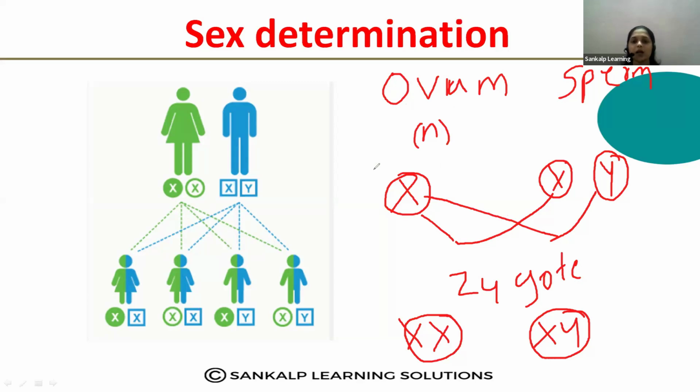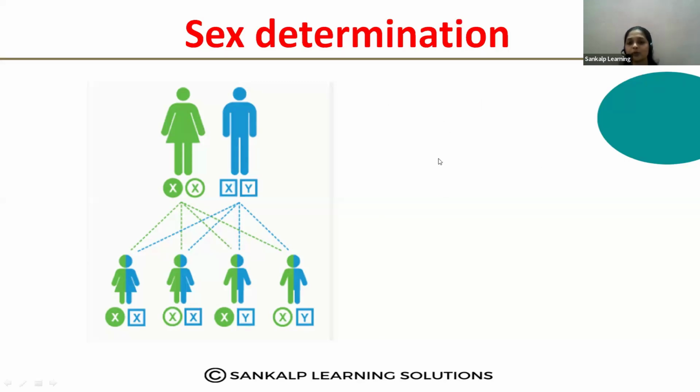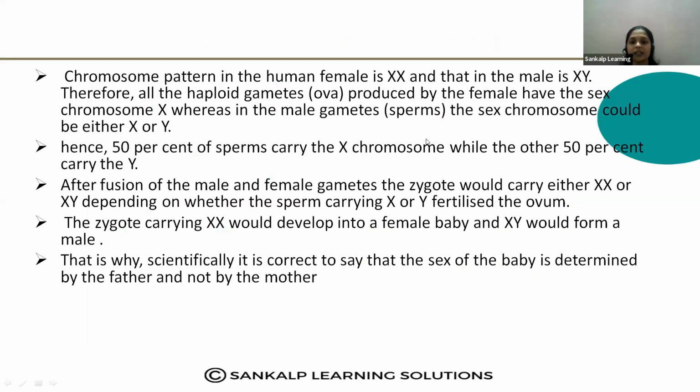So here what we can say, females always produce the ovum containing the X chromosome, and the sperm may contain the X chromosome or the Y chromosome. There is a 50% chance of the X chromosome or the Y chromosome in the sperm. So scientifically, they ask this in 3 marks or 4 marks questions: write a note on sex determination in humans. How is sex determined in humans?